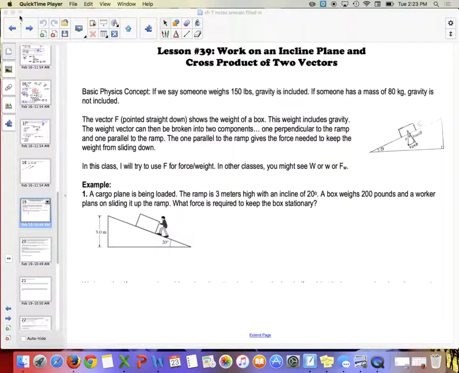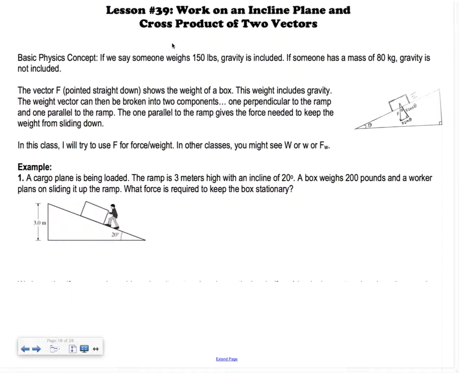The topic is, like I said, work on an inclined plane, and the cross product of two vectors. Okay, so basic physics concept. I'm not sure how in-depth you've gone with physics in your science classes, but if we say that someone weighs 150 pounds, gravity is included. This is a force. Okay, so the weight is a force, but the mass is not.